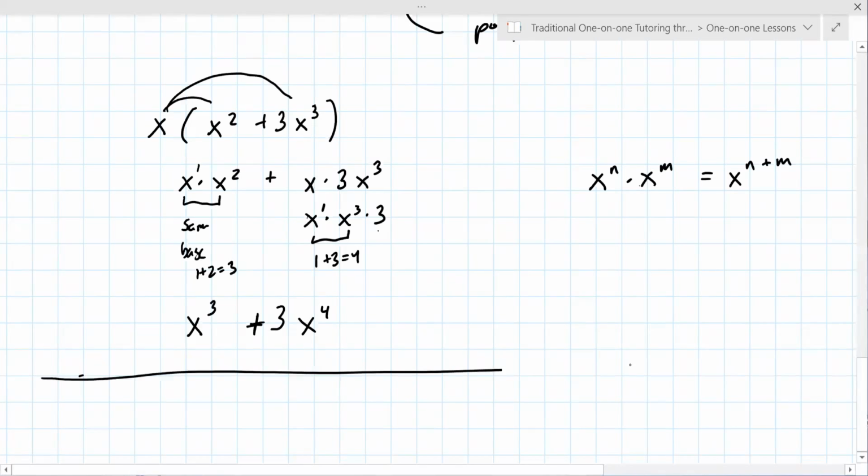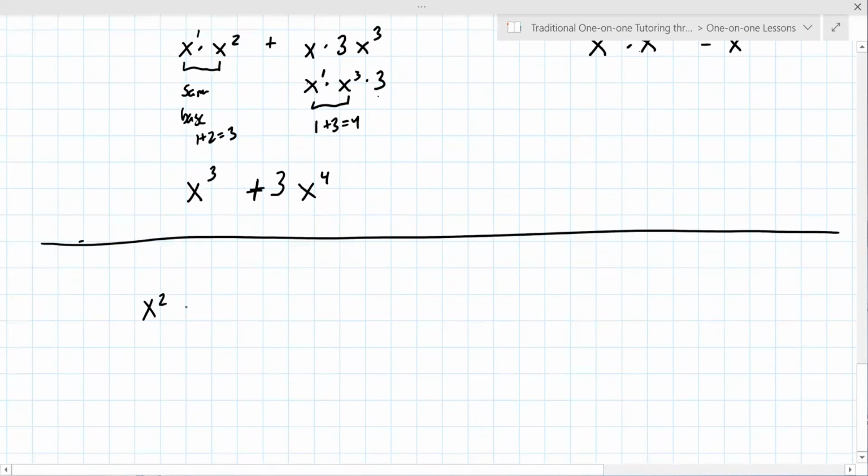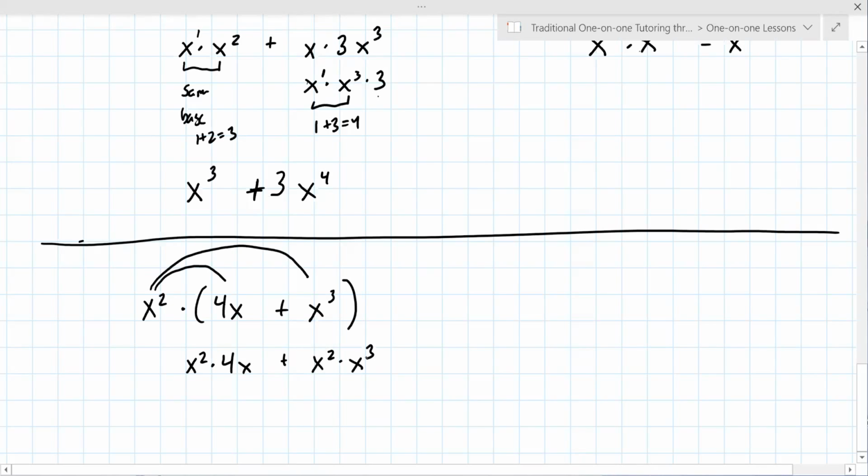So let's try another one. Let's say it's x squared times 4x plus x cubed. All right, so you're going to distribute this in to both. So it's x squared times 4x plus x squared times x cubed. Okay, so then I'd be bringing in 2 plus the 1. Right. The 4 is just over here. So it's 4x cubed because 2 plus 1 is 3. And then would that other one just be x to the 5th power?